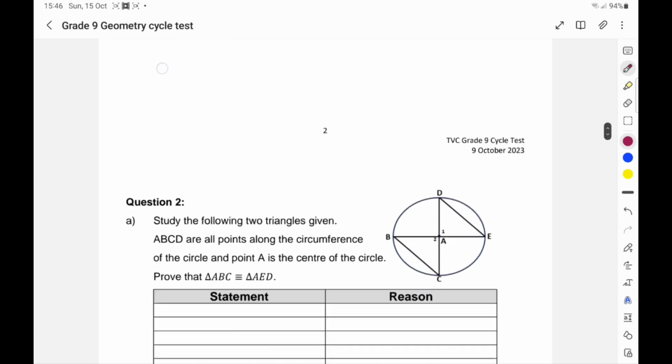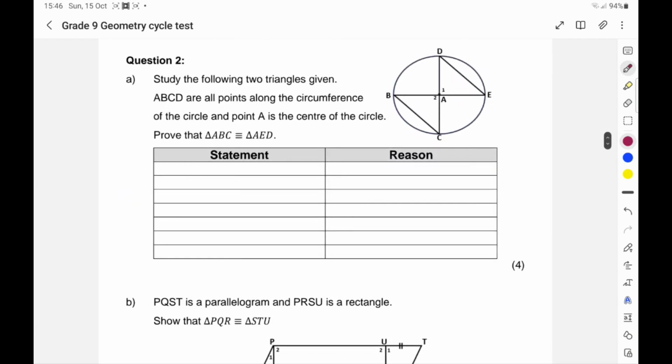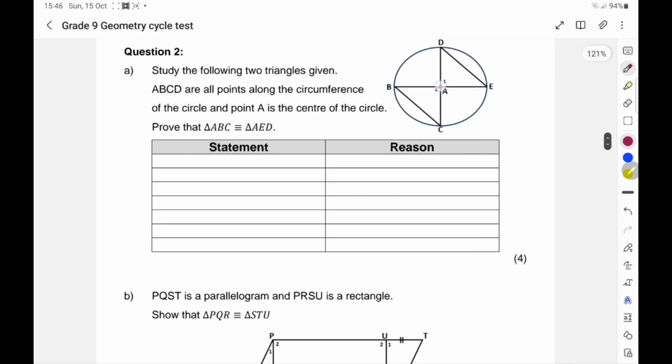Moving on, question 2, they say to you, study the following 2 triangles given. A, B, C, D are all points along the circumference of the circle, and very important, A is given as the center of the circle. So whenever they give you center of circle and it's to do with congruency, then you must remember, you must look out for the radii. Over here, do you know that AE will be equal to AC, will be equal to AB, will be equal to AD? Why? Because they are all radii.